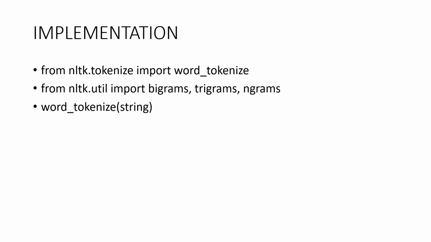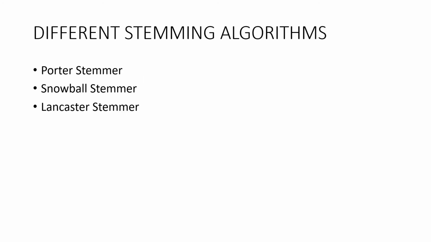So for tokenization, we already discussed different implementations. You can use the NLTK libraries to do the implementation for stemming as well. We will discuss in detail those programs as well. So there are different types of stemming algorithms. The most commonly used stemming algorithms are Porter stemmer, Snowball stemmer, and Lancaster stemmer. These are the three most common algorithms we use for stemming.